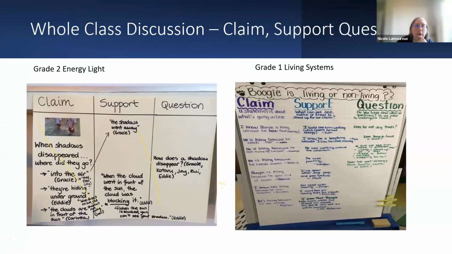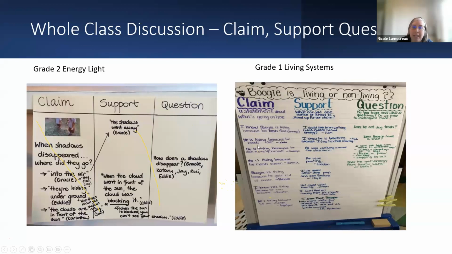So what you could do for whole class, and I have worked with a grade 1 teacher who, on the left here with living systems, used a thinking routine called claim support question. And if you don't have anchor charts, you can also use slides too. But she brought her dog in, and the students had to say whether he was living or non-living. So for example, is Boogie living or non-living?